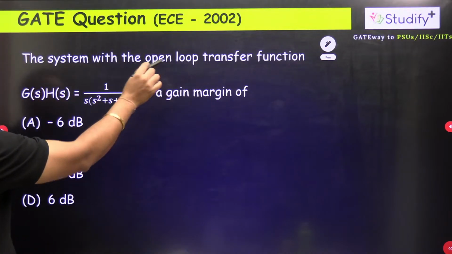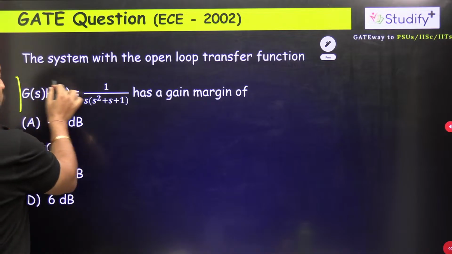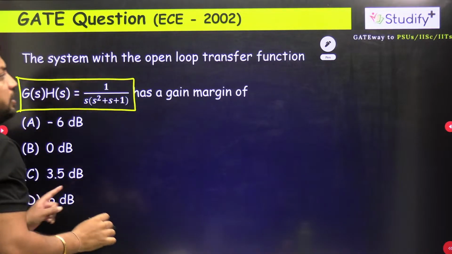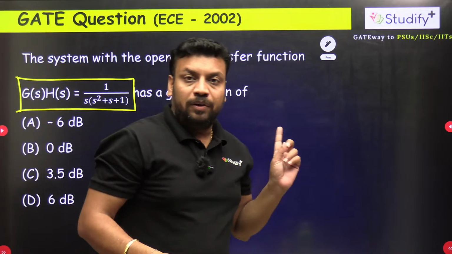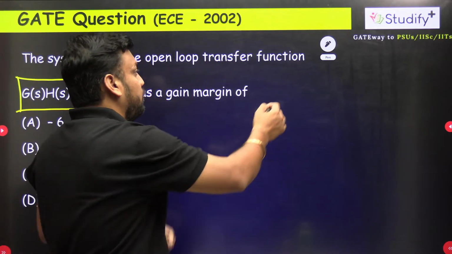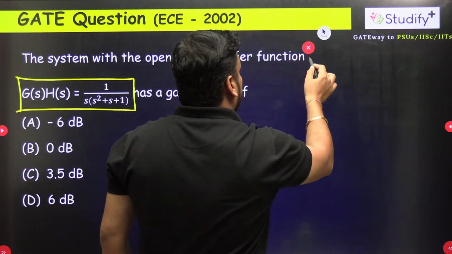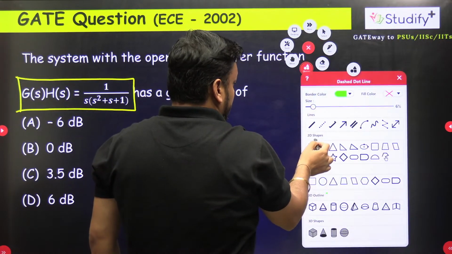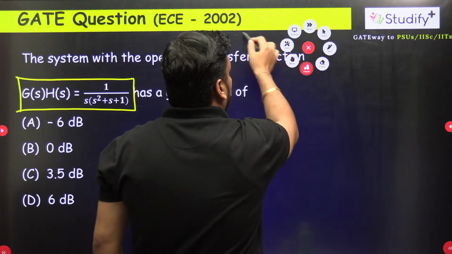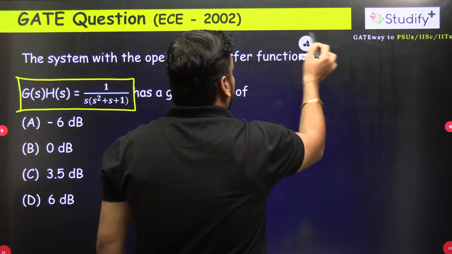The system with the open loop transfer function this, we have to find out the gain margin. We will solve this question using two approaches. One is the conventional approach and the other is a short trick. The short trick method will take only 10 seconds, even 5 seconds is sufficient. But first we will solve using the conventional approach.